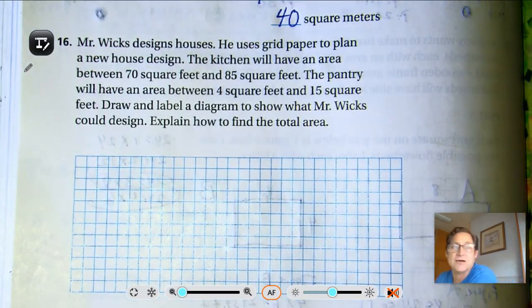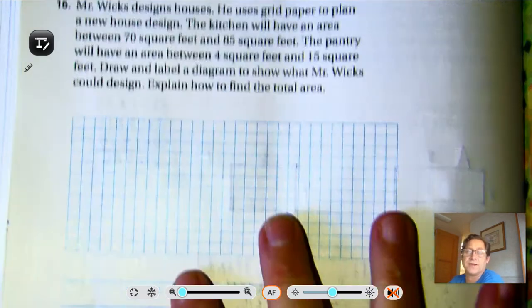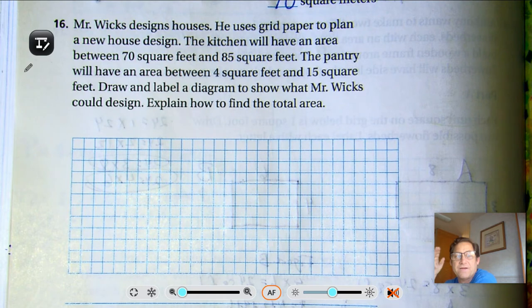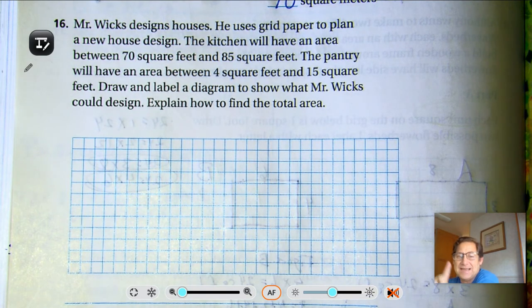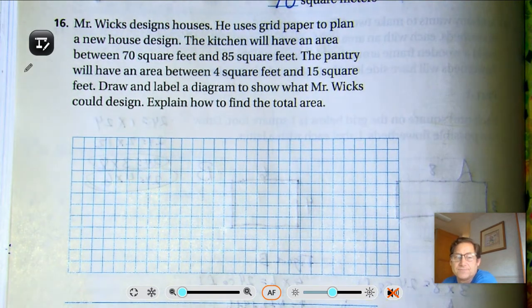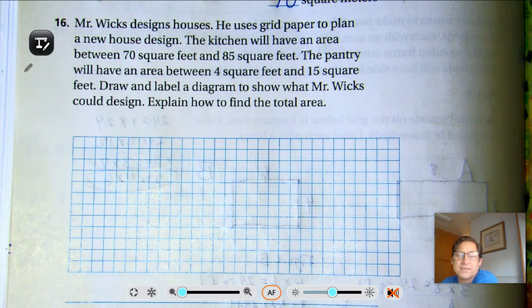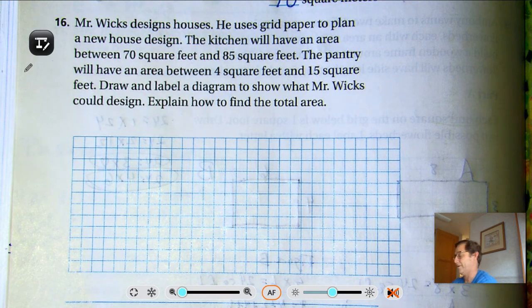And 16. Mr. Wicks designs houses. He uses grid paper to plan a new house design. The kitchen will have an area between 70 and 85 square feet. The pantry will have an area between 4 square feet and 15 square feet. Draw and label a diagram to show what Mr. Wicks could design. Explain how to find the total area.